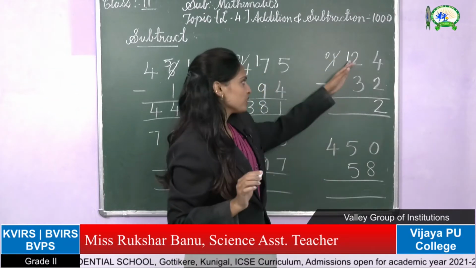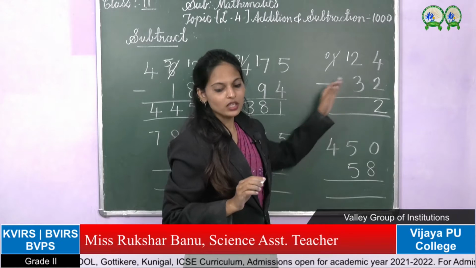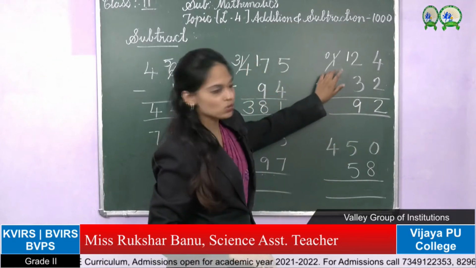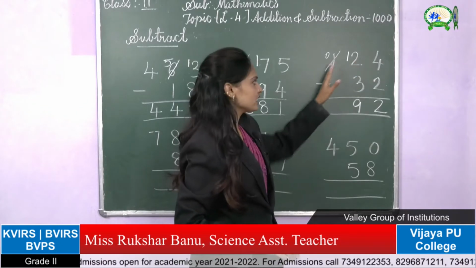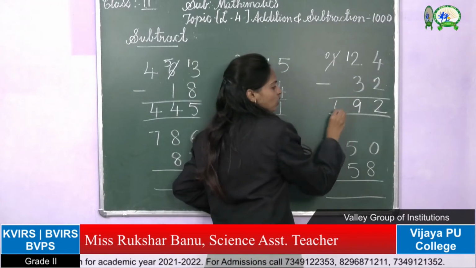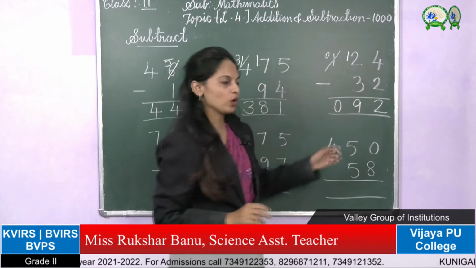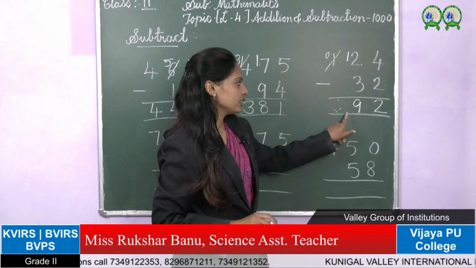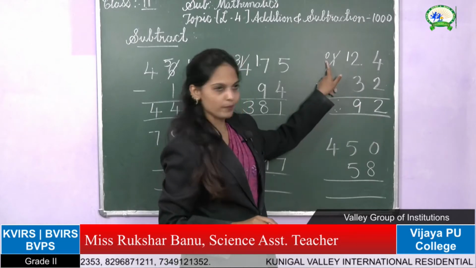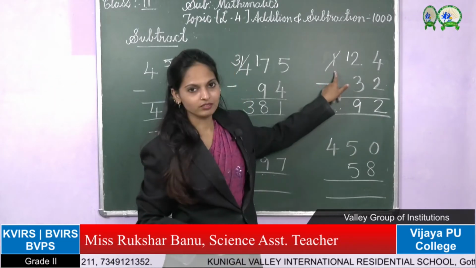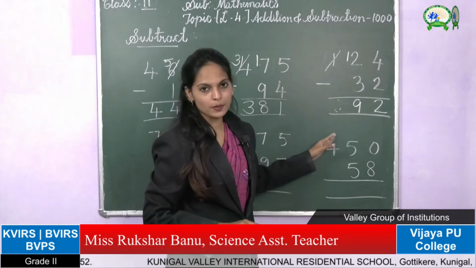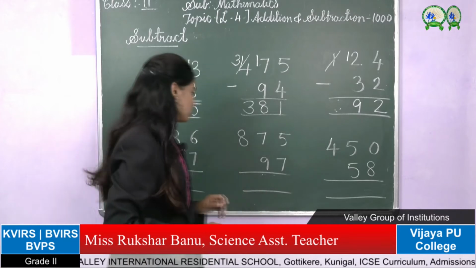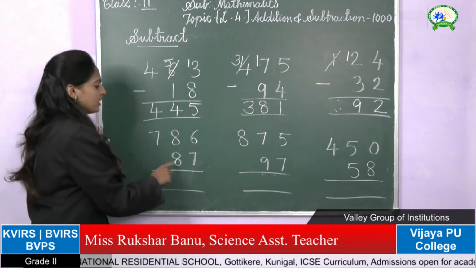So now 12 minus 3 is 9. And here there is no number because 1 we have already taken. So we can write 0, or if we do not write it also, no problem. The answer is 92, because no number is there in the hundreds place. Is it clear?